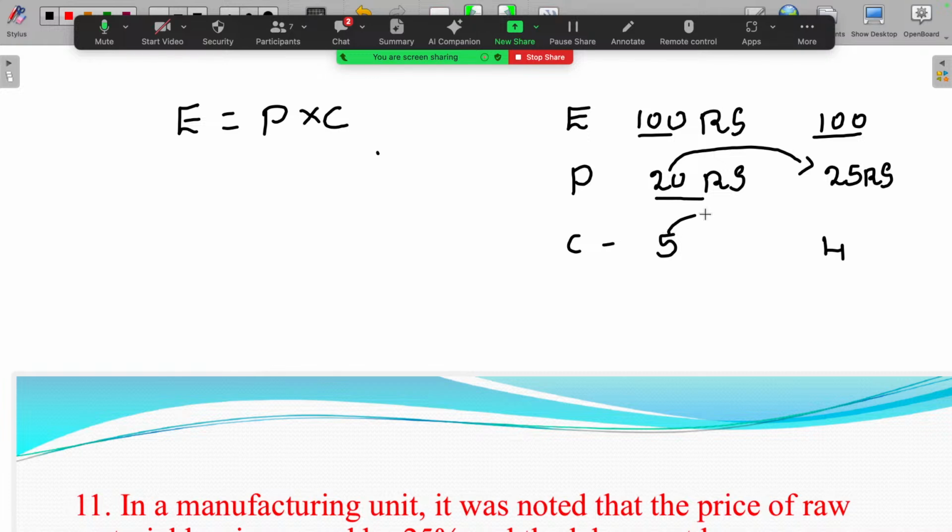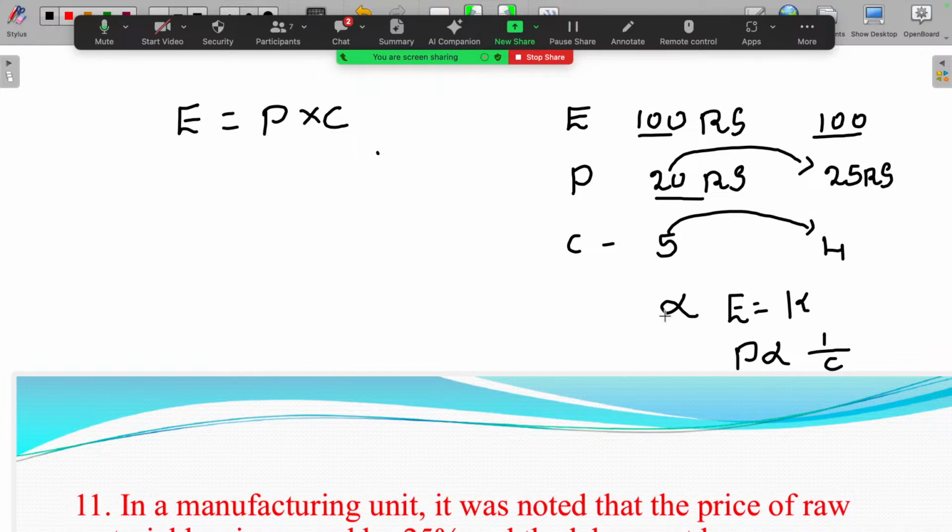Then consumption is decreased. If price is increased, consumption is decreased, and that concept is called inverse proportion. So if expenditure is constant, price is inversely proportional to consumption. Remember this property. Is it clear? Please reply all if the property is clear. Yes, this property is most important.